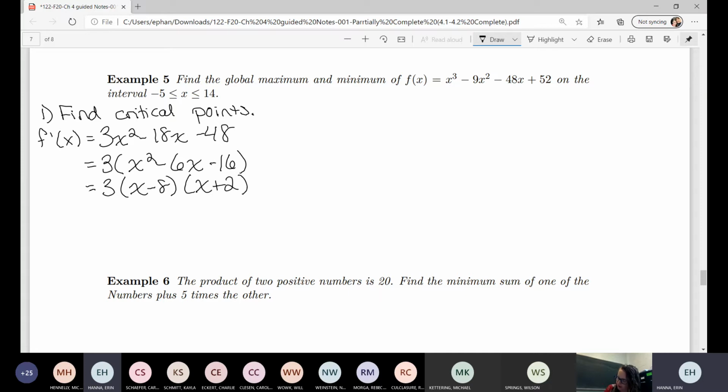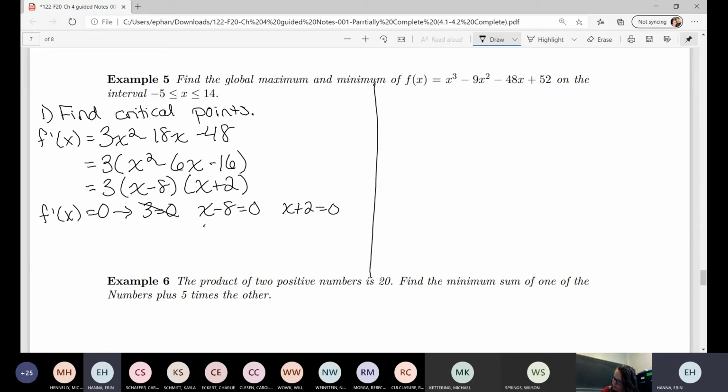So if we want to set the derivative equal to 0, let me do it this way so that I have space. We would have that either 3 equals 0, which doesn't happen, x minus 8 equals 0, or x plus 2 equals 0. So we'll get x equals 8 and x equals -2. And we should just ask, is this ever undefined? There's no denominator, so that's never undefined.